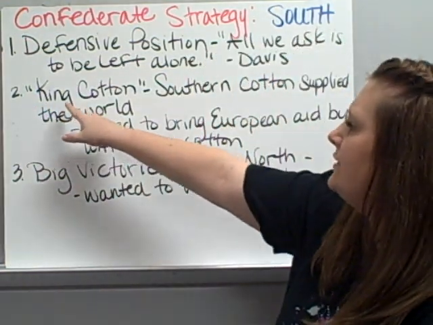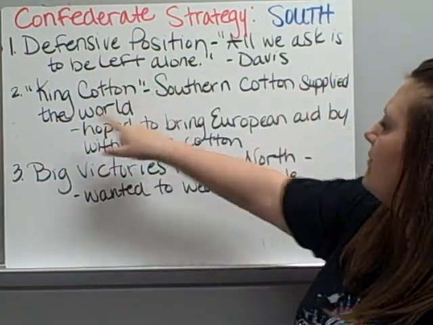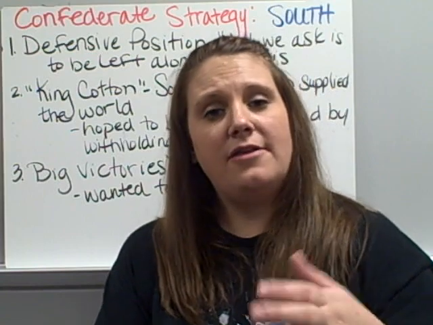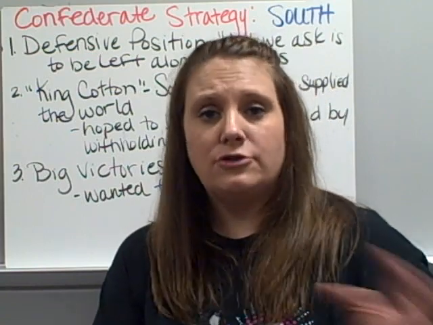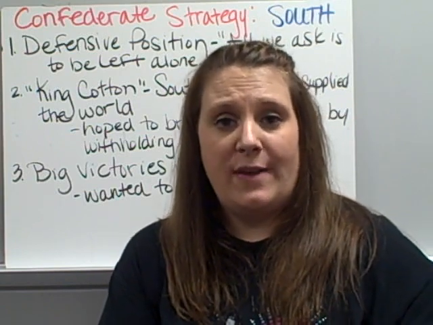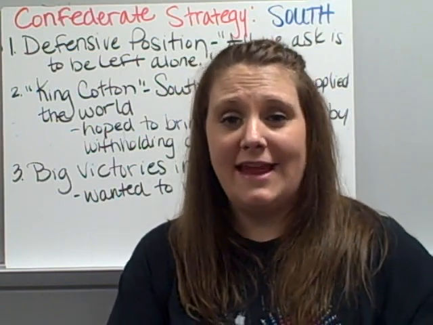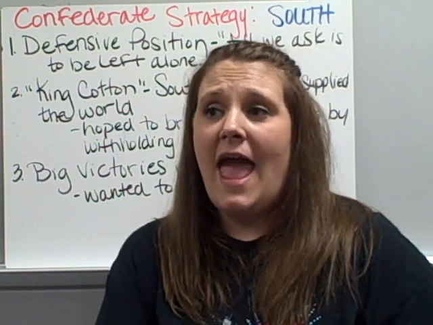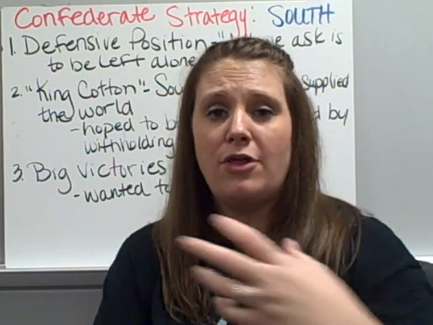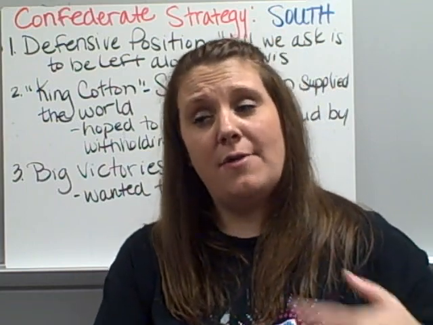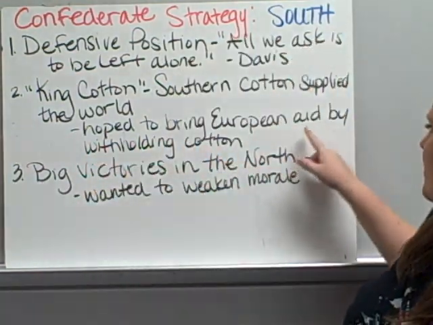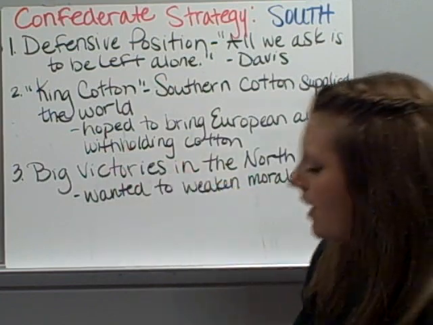The second strategy is going to be King Cotton. Southern cotton supplied the world. And the South has an agricultural economy, like I stated before, and the majority of their economy is based on cotton, and they were the leading suppliers for the entire world. And so what they felt like is, if we can use cotton as leverage, we will withhold cotton from Europe until Europe agrees to give us aid for the war. And so they said they hope to bring European aid in by withholding cotton.